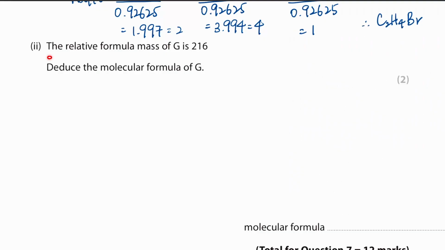Now, after finding the empirical formula, some questions will then ask you, find the compound's molecular formula. Or sometimes they just ask straight away, what is the molecular formula? To find the molecular formula, we will need two things: the molar mass of the empirical formula and the molar mass of the actual compound, which they will give. In this question, part 2 says the relative formula mass of G is 216. Deduce the molecular formula of G.